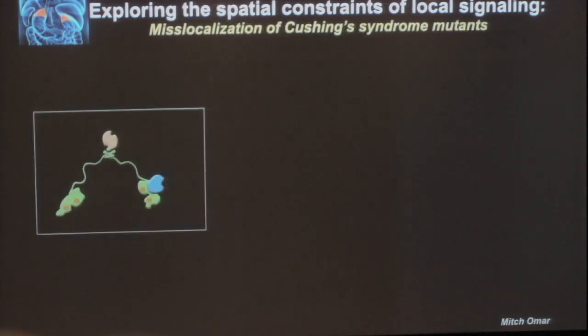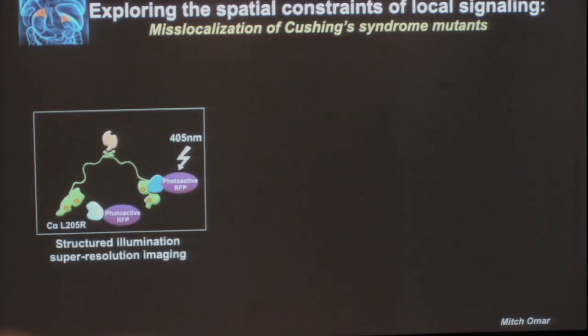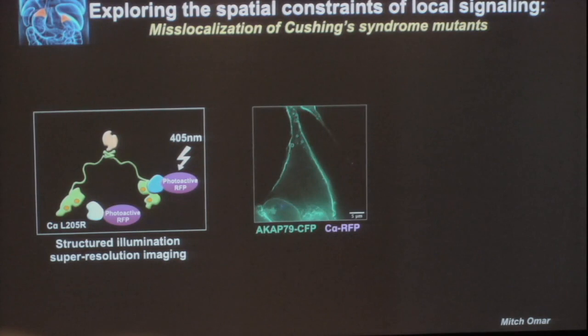So finally, what we've been wanting to do is to try and look at this in real time. And so we've been taking advantage of tagging the catalytic subunits with a photoactivatable RFP so that we can stimulate with a pulse of light and then watch the movement of this. And then also using CFP, we've targeted the AKAP. So there's 2 examples here. And this is using structured illumination, where we're actually looking at a membrane-targeted anchoring protein, AKAP79 CFP. And you can see that the signal is fairly restricted.